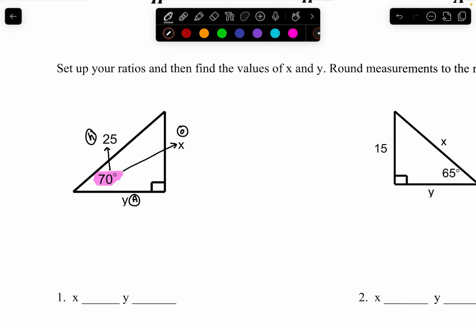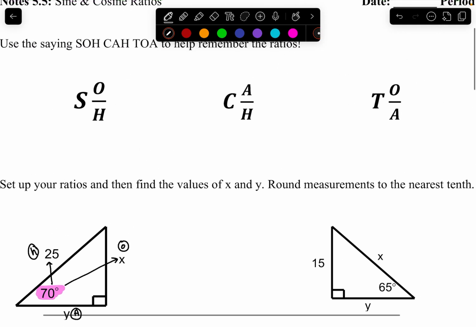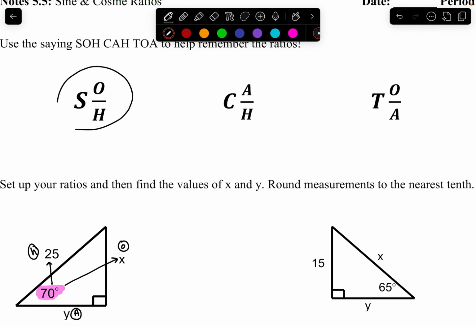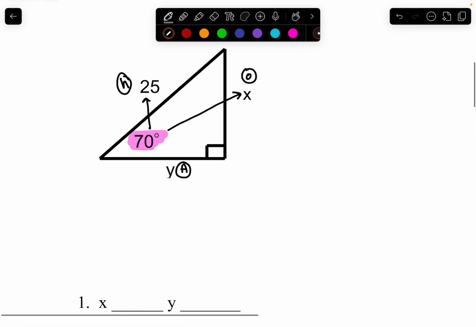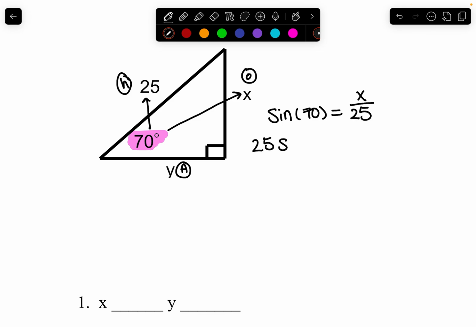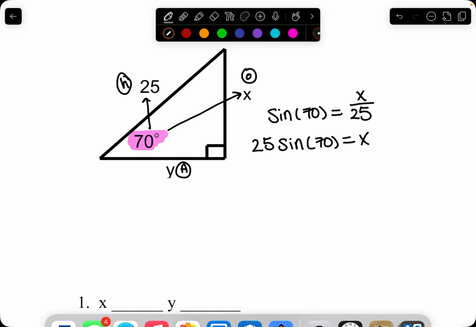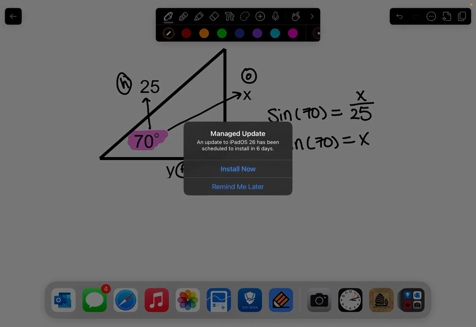Because I have opposite and hypotenuse, out of all of your ratios, sine is the one that requires the opposite side over the hypotenuse. So I'm going to set this up by doing sine of 70 equals the opposite side over the hypotenuse. As a reminder, I have to multiply both sides by whatever is in the denominator in order to get x by itself. And then I need to pull up my calculator.